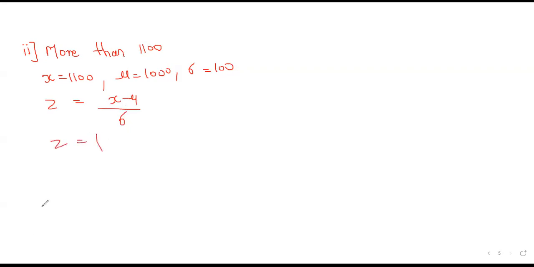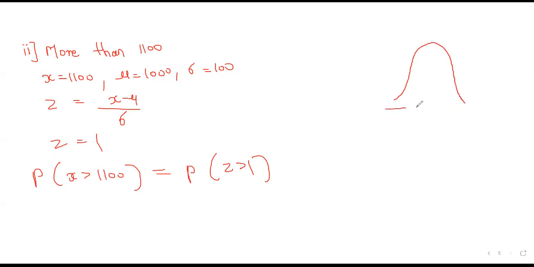But we have to calculate probability of x is greater than 1100. That is, we have to calculate probability of z is greater than 1. Okay. So we have to calculate which area. This is our curve. Okay. So this is z is equal to 0. This is z is equal to 1. So we have to calculate this area.